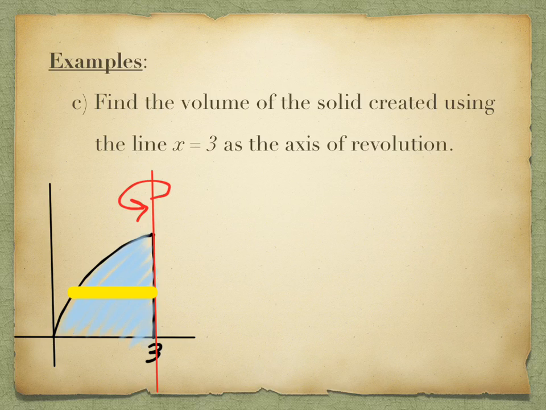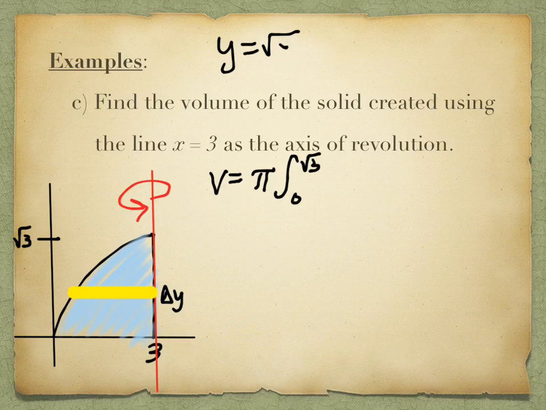All right, so let's take a look. I've got that disk formula now, so I don't have to do an outer radius minus an inner radius. However, the radius that I have is slightly different than you might be expecting. So we've got our volume. It's supposed to be pi from 0 to something. Is this going to be with respect to x or y? It will be with respect to y. And we already found a moment ago that we're going to go from 0 to square root of 3. Because this is y equals square root of x, it's going to become x equals y squared, right?